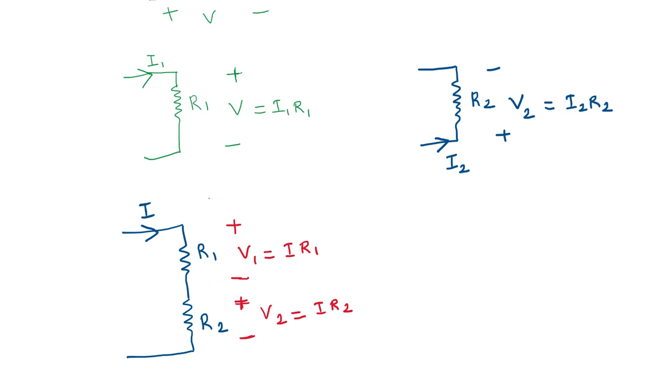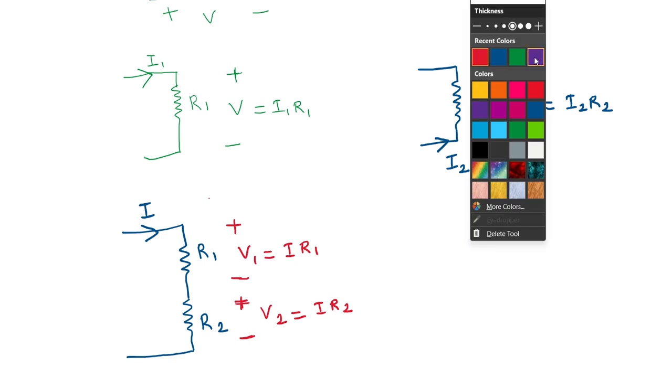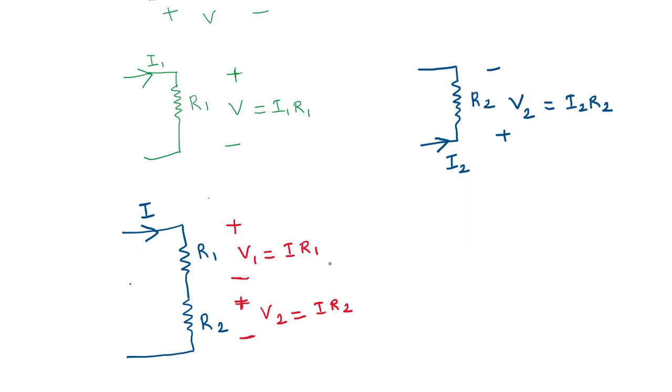And here we say the voltage across R1 is rising in this direction. Similarly, the voltage across R2 also is rising in this direction.